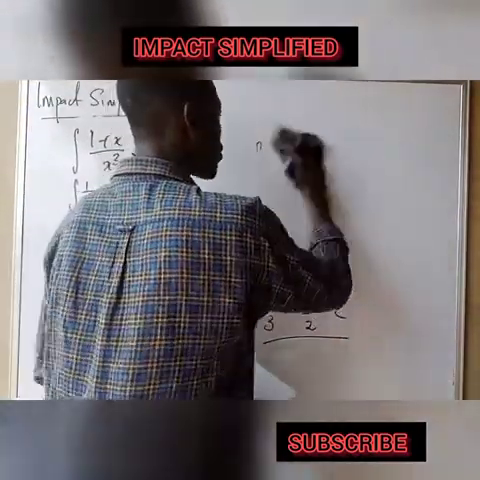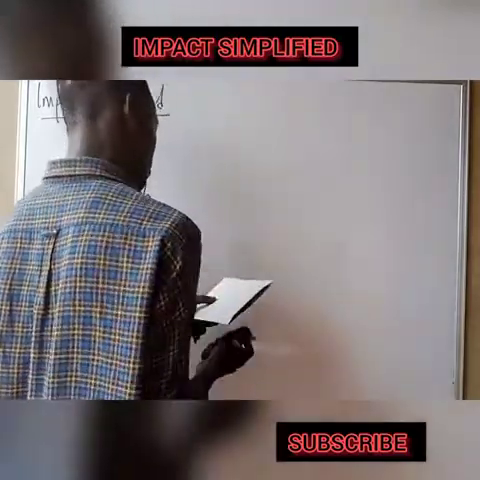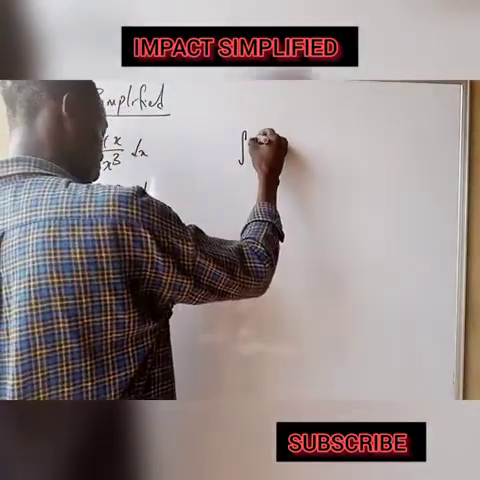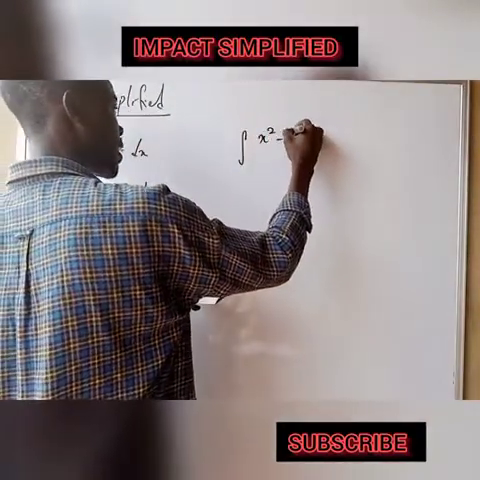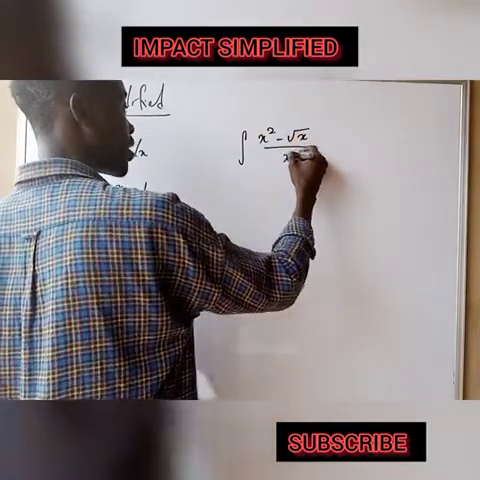Now, there is also a question in JAMB pertaining to that. They said we should integrate x squared minus the square root of x over x dx.